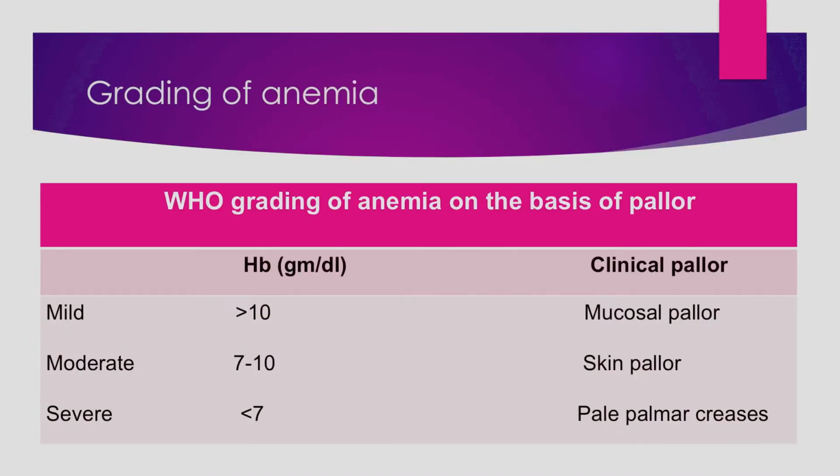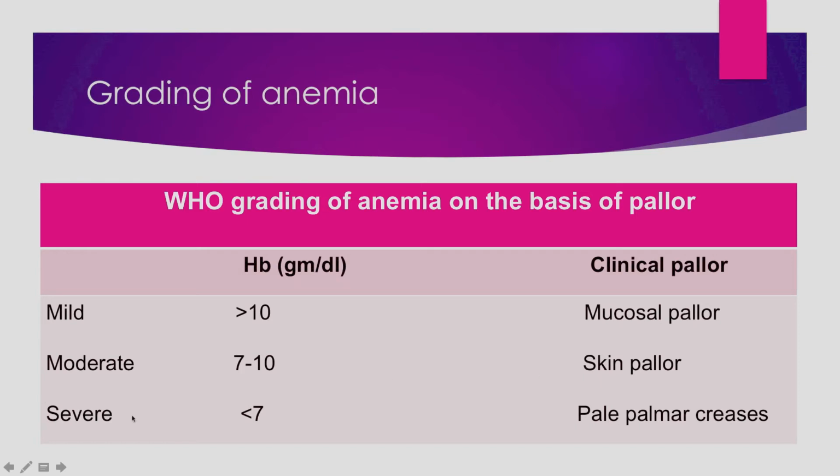Then grading of anemia. So WHO has graded anemia into mild, moderate and severe. Mild is when the hemoglobin levels are greater than 10, but there are features, signs and symptoms. For example, mucosal pallor is evident, right? In the skin mucosa you can observe the pallor. And then moderate is when the skin itself shows pallor.